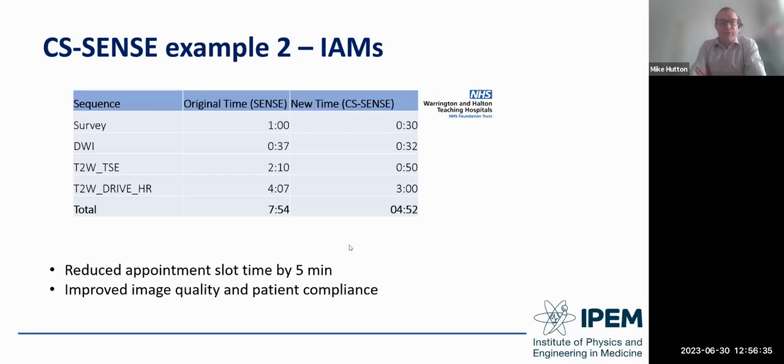Then across the whole protocol, IAMS is always going to be a very short protocol, so there's not that much time you can shave off, but just by applying CS Sense here, it's knocked a few minutes off. In this case, this hospital could reduce the appointment slot time for an IAMS examination by 5 minutes. So good image quality, better patient compliance, but also a slight impact on throughput in this department as well.